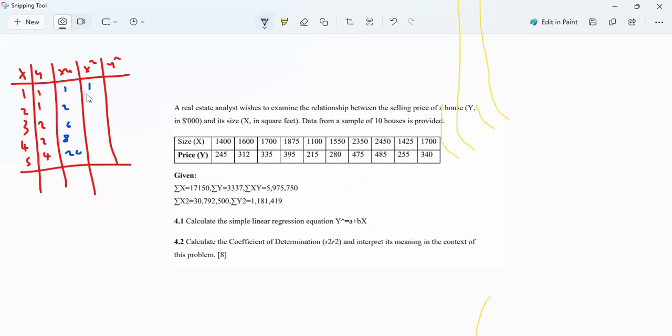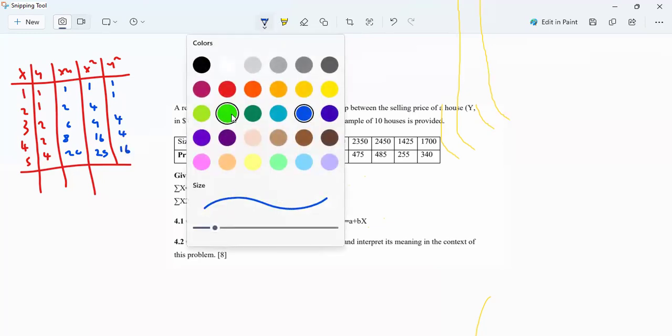Then you square the x's alone. So it's 1, 4, 9, 16, and what? 25. Then you square the y's alone. You're going to have 1, 1, 4, 4, and what? 16. All together on filling up that table.